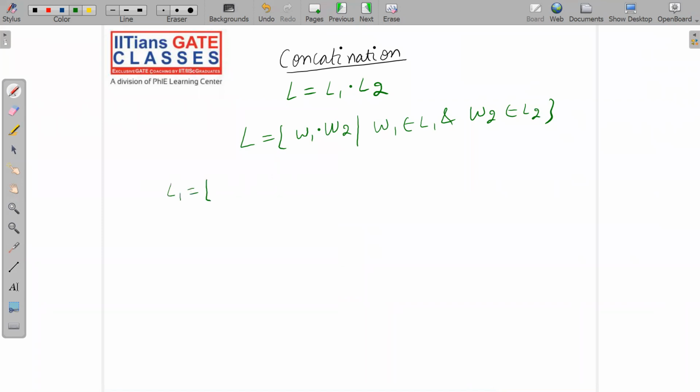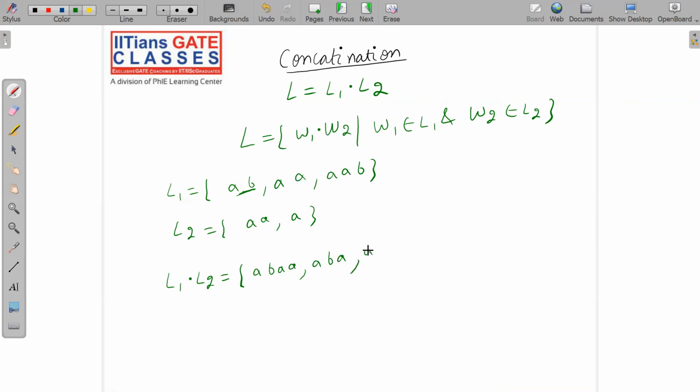Let me give you an example. L1 consists of strings AB, AA, AAB. L2 consists of strings, say AA and A. So what will L1 dot L2 be? You just pick one string from L1 and concat it with all the strings of L2. So it will be ABAA and ABA. Next, AAAA and AAA. Next, AABAA, AABA. So these are the six strings in L1 dot L2. I hope I have made the point clear. Just pick one string and concat with all the strings, and so on.